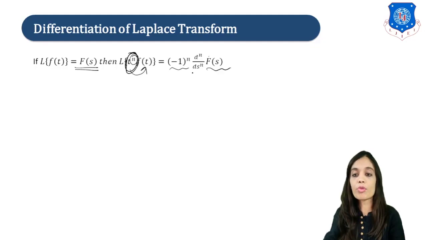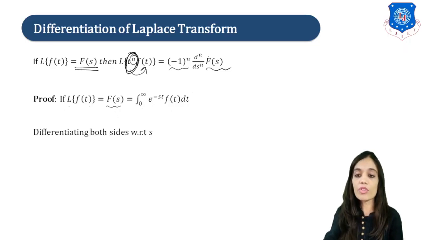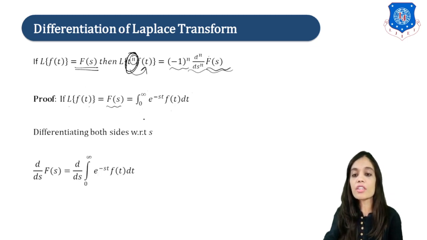So now let us write the proof of this. Again, we will apply the definition only, that is Laplace of f of t is equals to f of s is equals to integration 0 to infinity e raised to minus st f of t dt. Now firstly, let us differentiate this with respect to s. You can see we have to differentiate. So let us differentiate this with respect to s, both the sides. So what will happen here? d by ds of f of s is equals to d by ds of integration 0 to infinity e raised to minus st f of t dt.